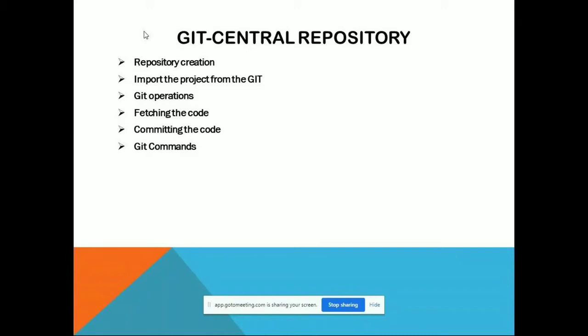Here we consider Git. There are multiple central repositories like Bitbucket, Subversion, GitHub. So there are different central repositories we have actually. In Git, what we are going to discuss is repository creation, how we are importing the project, how we are committing the project, what the Git operations are, how we fetch the code, how we commit the code, and what the Git commands are while we are operating on Git. So these are all the things we are going to discuss.